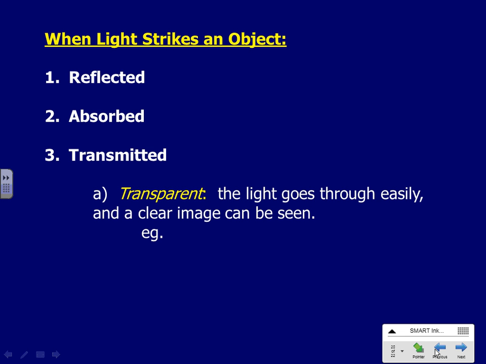Now, we're not worried about colors for the first part of this unit. We're just worried about the rays and what direction they travel. They could be whatever color, okay?